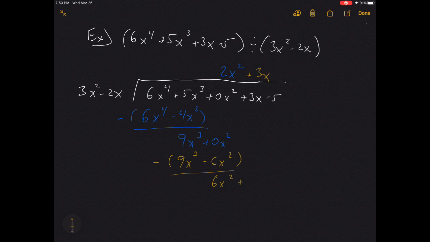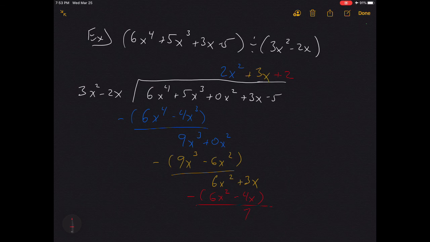Bring down the 3x. Start the process over again. What do I multiply 3x squared by to get 6x squared? Just multiply it by 2. So 2 times 3x squared is 6x squared. 2 times minus 2x is minus 4x. Parentheses. Subtract. 6x squared minus 6x squared is 0. 3x minus, again, that becomes plus.